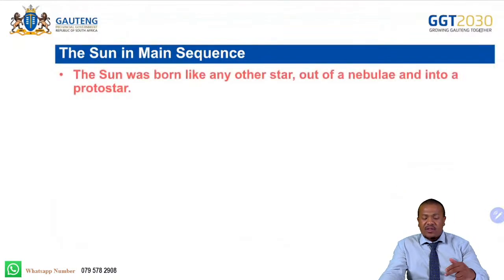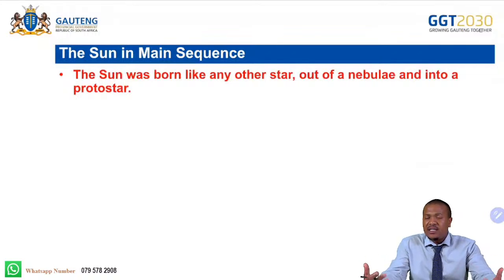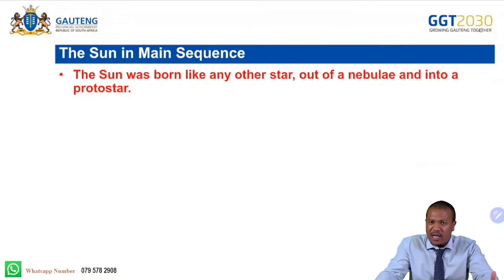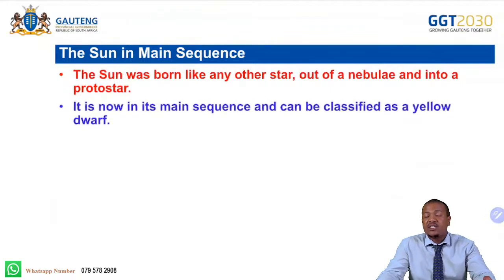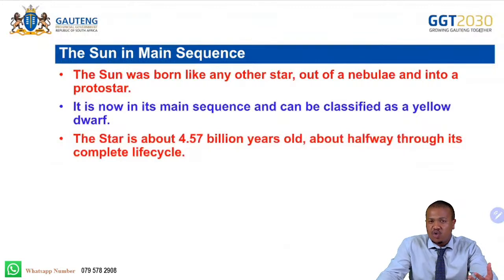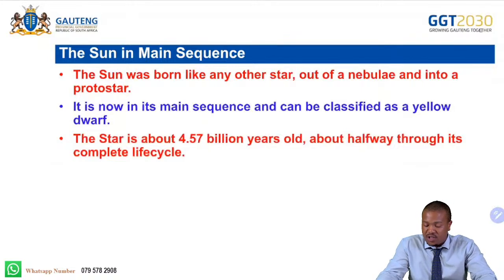So now the sun, as well as a star in its main sequence, is still glowing and hasn't died out. The sun was born like any other star, out of a nebula and into a protostar before it became what it is now. It is now in its main sequence and can be classified as a yellow dwarf, due to its temperature as well.